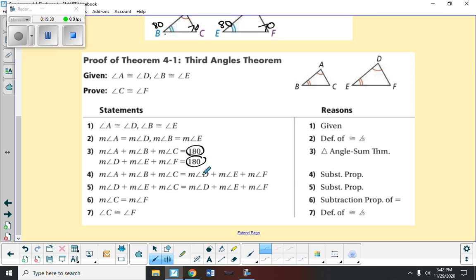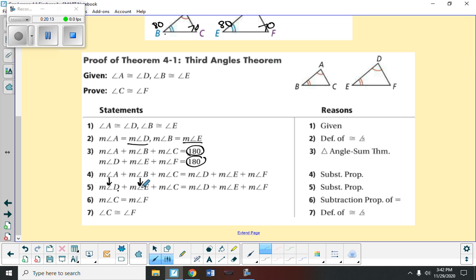Remember, that's the transitive property, or they use substitution here. I like transitive better for a reason. Well, then let's look and see what happened. If you look, they changed the measure of angle A to D. They changed the measure of angle B to angle E, and then everything else stayed the same. Well, they did that because angle A is equal to the measure of angle D, and the measure of angle B is equal to the measure of angle E, so they use substitution.